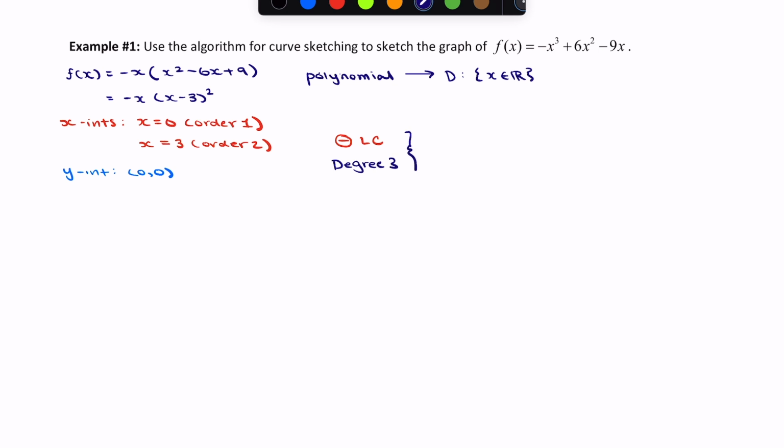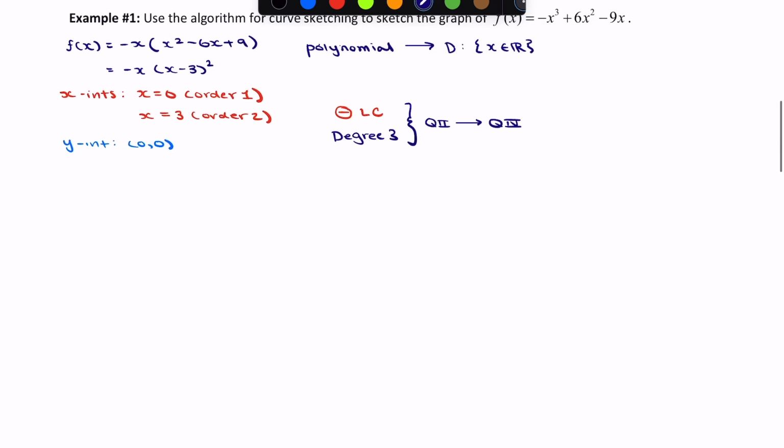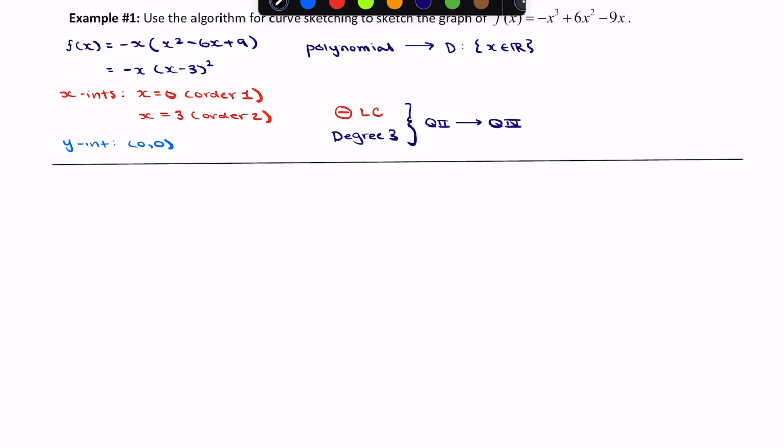With that information, we know that it goes from quadrant 2 to quadrant 4. Starts in quadrant 2 and ends in quadrant 4. So that's the information that we were able to find from the function itself. And now we're going to move on to the first derivative.